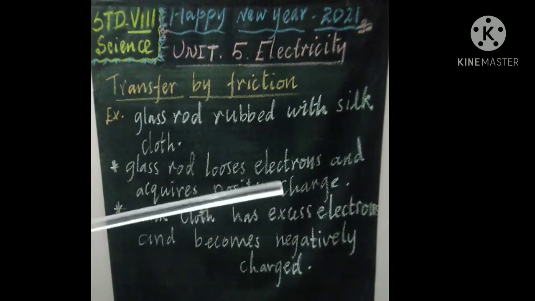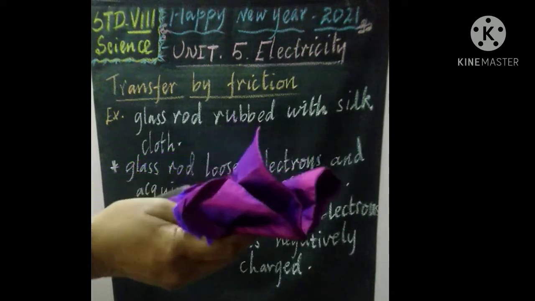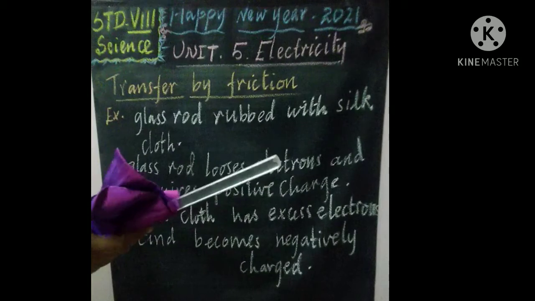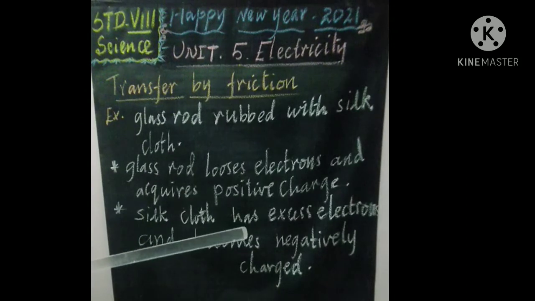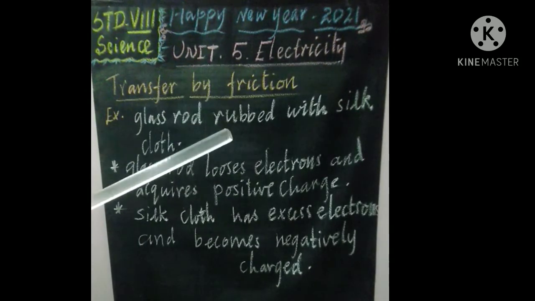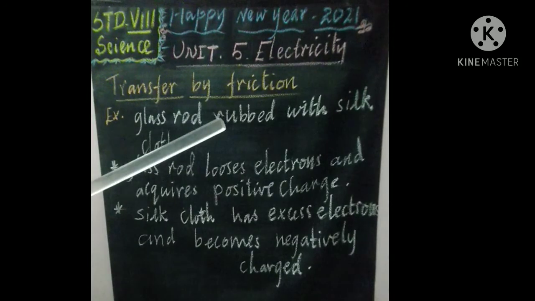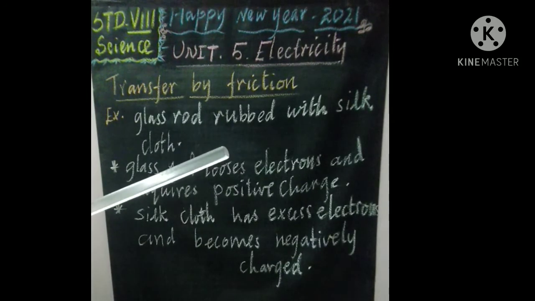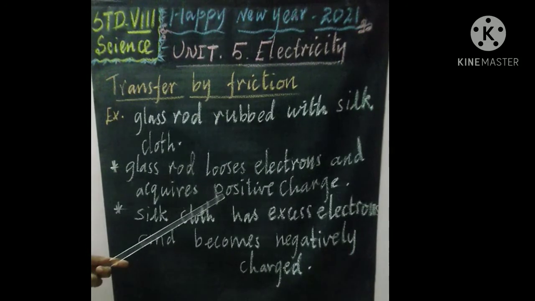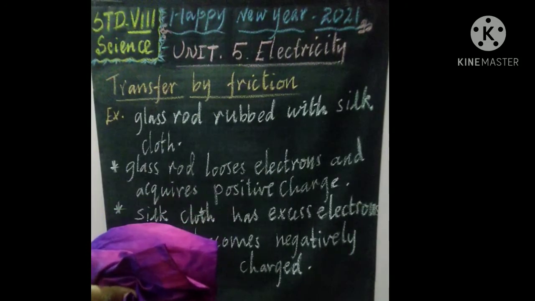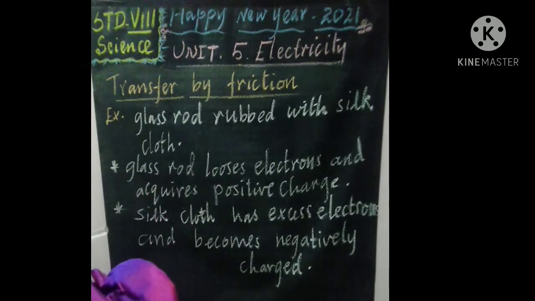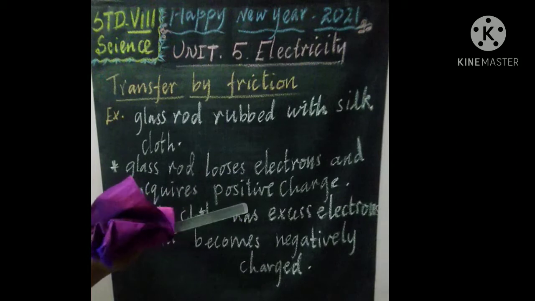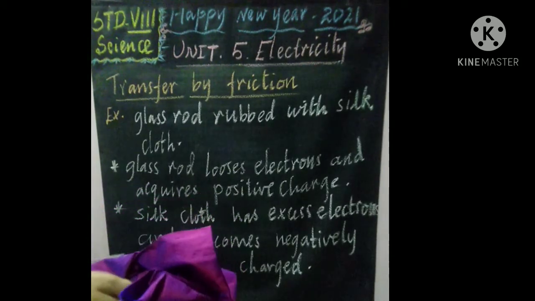Next example, a glass rod rubbed with silk cloth. When we rub a glass rod with the silk cloth, the glass rod loses electrons because the electrons are loosely bound on the outermost shell of the glass rod. So it loses electrons and becomes positively charged. But the silk cloth has excess electrons. It gains the electrons from the glass rod and becomes negatively charged. This is also an example of transfer by friction.